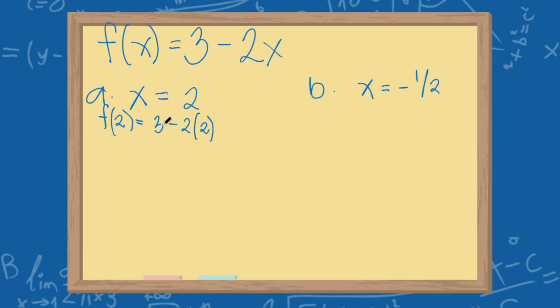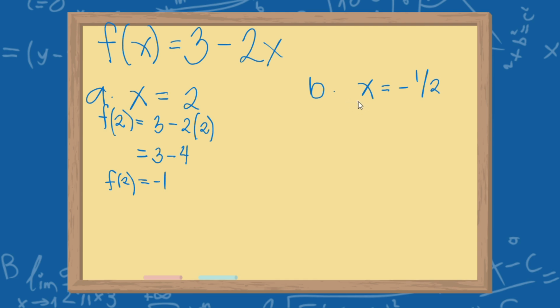And now that we've replaced or substituted the value of x, we can now simplify this function or this equation. So let us first simplify this by following PEMDAS, those terms involving products. Okay, so we have negative 2 times 2 is negative 4. So 3 minus 4. And then we simplify 3 minus 4 is equal to negative 1. Therefore, f of 2 is equal to negative 1.